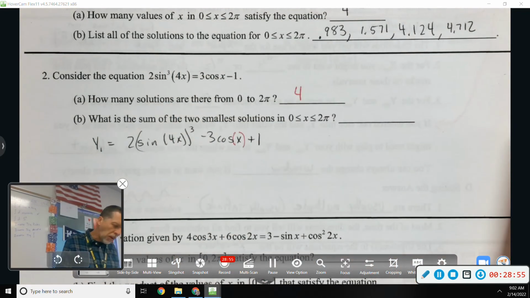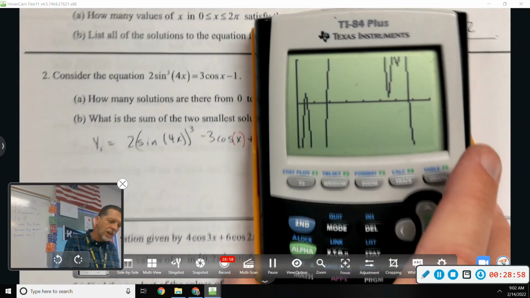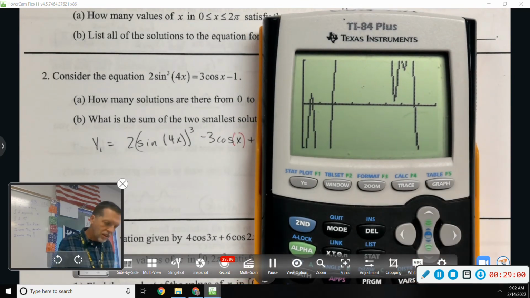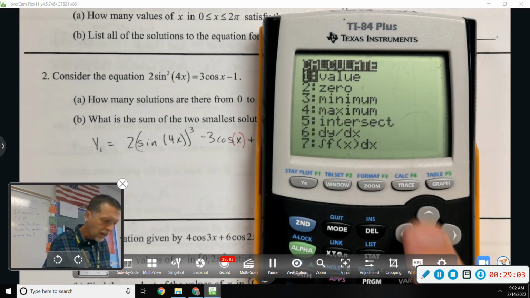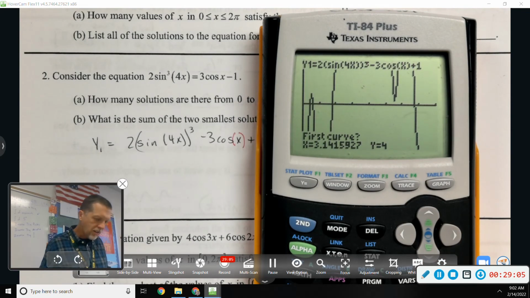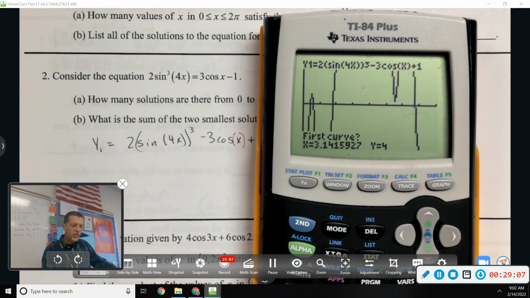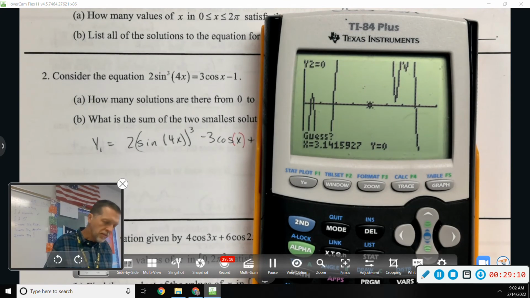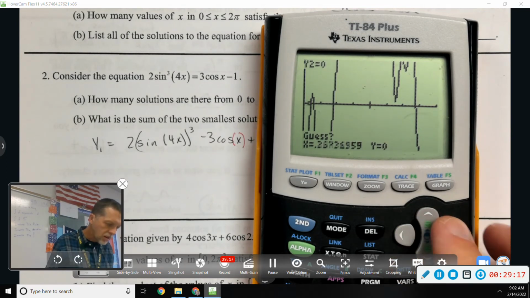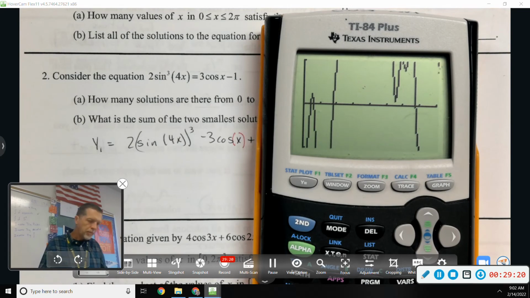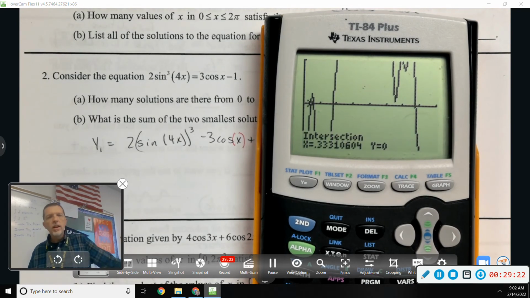What is the sum of the 2 smallest solutions? Okay, that's an interesting question. So second calc, intersect. Again, first curve and second curve should default. And then guess, well, I want the 2 smallest ones, so okay. 2 ways to do this, because I need to add the 2 smallest ones. And I need to be careful that I don't round too early.